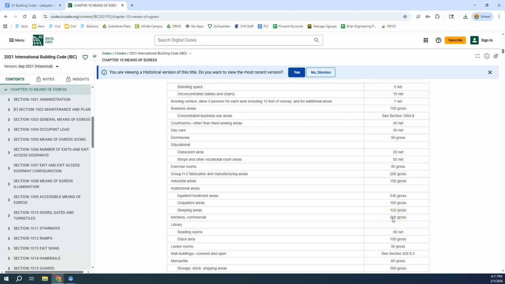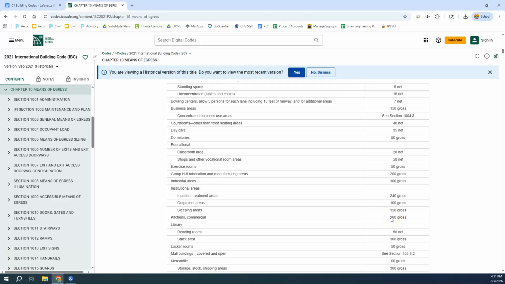So if you have a restaurant that has 4,000 square feet and 2,000 of that is the kitchen itself, that means half of it is the kitchen. Then the 2,000 square feet divided by 200 square feet per person gives you 10 people. So you'd have an occupant load of 10 people allowed in that commercial kitchen.